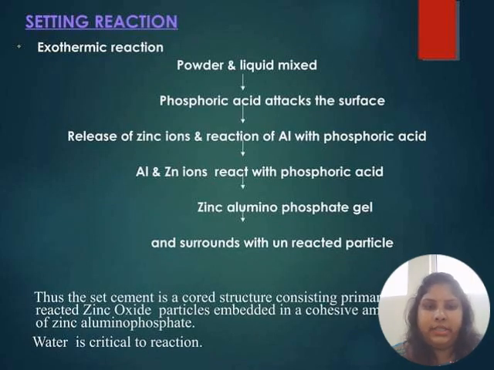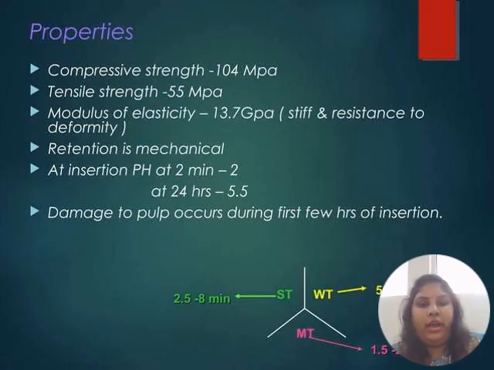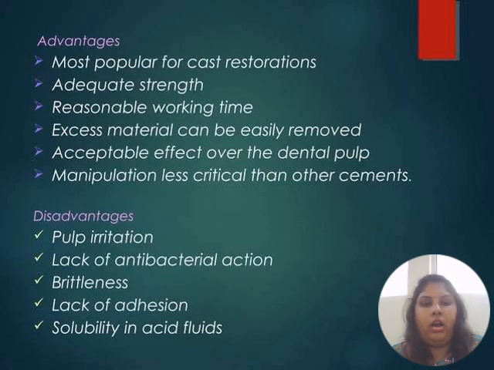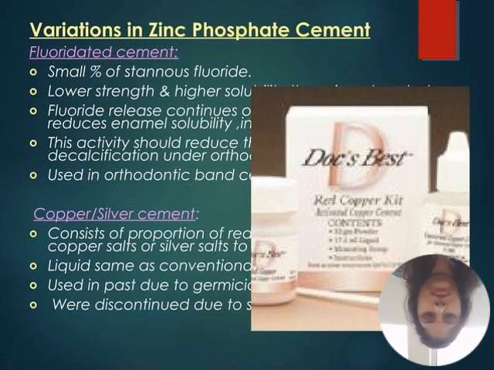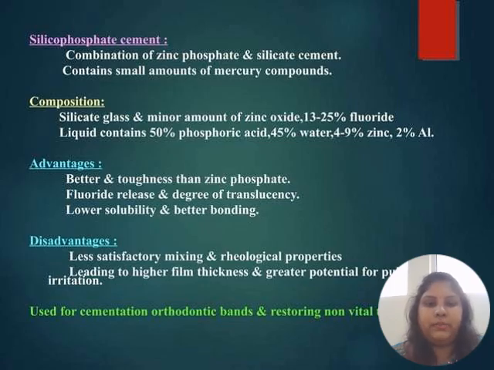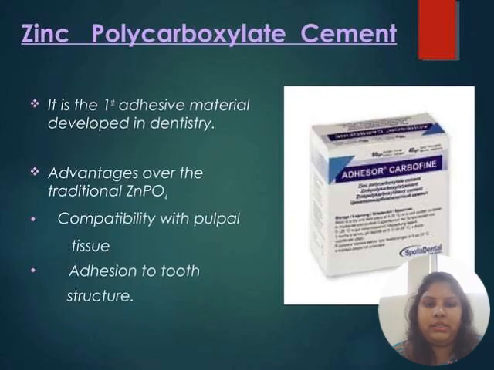Next, you have the setting reaction, which is an exothermic reaction, and in this, water is essential or critical to the reaction. Then you have the physical properties, which comprise compressive strength, tensile strength, and modulus of elasticity. Then it has several advantages as well as disadvantages. Then variations in zinc phosphate: you have fluoridated cement, copper or silver cement, and silicophosphate cement. Then you have its composition, advantages and disadvantages.